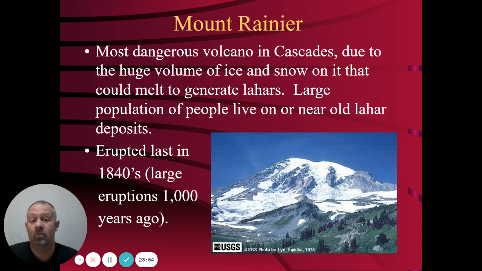And when that melts, especially if it happened in the wintertime, it's going to generate a huge amount of lahars. The biggest issue is this: we have really built up around the base of Mount Rainier, especially in the river valleys that surround it. Many of the suburbs of Seattle and Tacoma sit on lahar deposits in the valleys around Mount Rainier. So we have a large population base, and that's why they consider it probably the most dangerous.